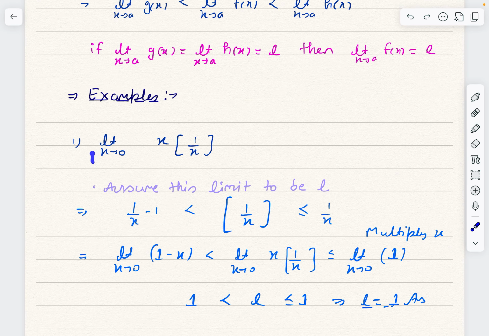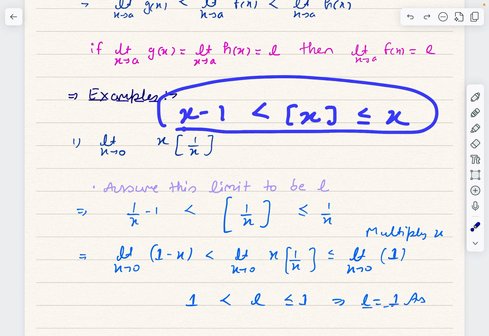We have limit x tends to 0 of x into the step of 1 by x. Now this is the step of 1 by x. Solving this limit with any method we have discussed till now will not be possible. So what do we do here? We assume, let us say, this limit is L. Now you know the step of x will always be less than or equal to x and more than x minus 1. This inequality is true for all x belonging to the real numbers.